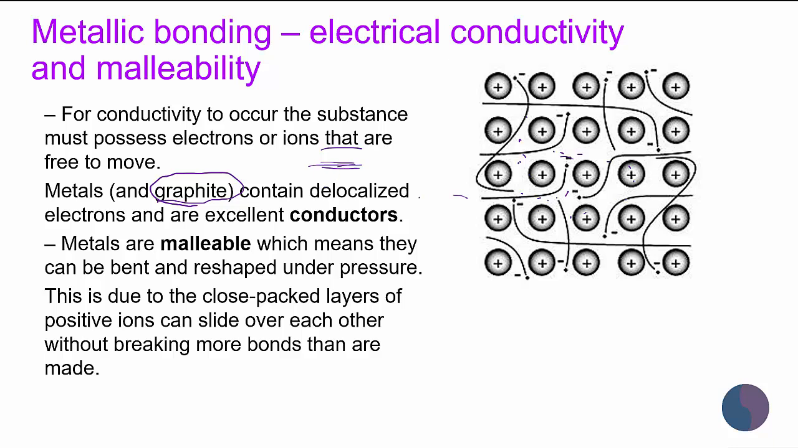Okay, they're also malleable. Because they're delocalized electrons, the bonds are non-directional, they're free to move over each other. So the explanation there is close packed layers of positive ions can slide over each other without breaking more bonds than are made. Okay, and that's it for metals.